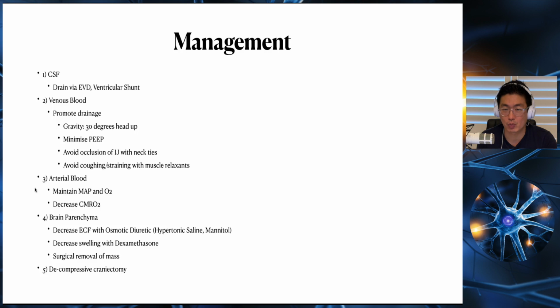So remember, we're not trying to reduce arterial blood flow. We're trying to maintain arterial blood flow, but at the same time, we're also trying to reduce demand as well. With the brain parenchyma, with looking at decreasing the extracellular fluid through osmotic diuresis, decreasing swelling through DEX or surgical removal of the mass, and then if all else fails, a decompressive craniectomy.